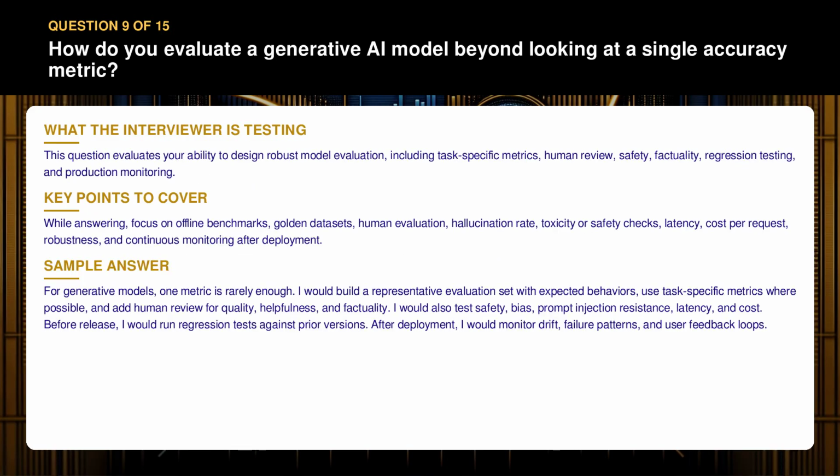For generative models, one metric is rarely enough. I would build a representative evaluation set with expected behaviors, use task-specific metrics where possible, and add human review for quality, helpfulness, and factuality. I would also test safety, bias, prompt injection resistance, latency, and cost. Before release, I would run regression tests against prior versions. After deployment, I would monitor drift, failure patterns, and user feedback loops.